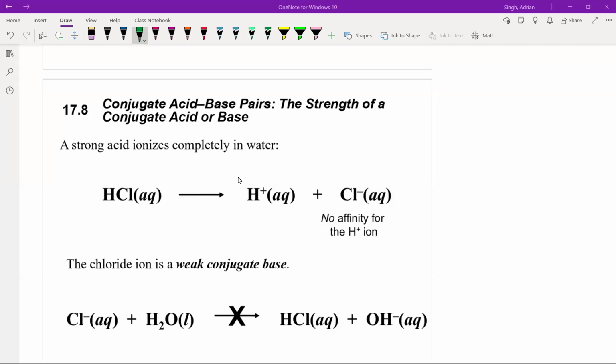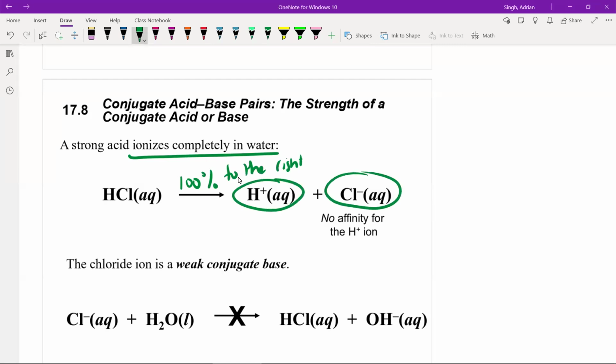So strong acids, and by the same extension, or by the same reasoning, strong bases ionize completely in water. That means this reaction goes 100% to the right. So if I have HCl, hydrochloric acid, a strong acid, in solution, all I have are these ions. This is going to form these ions completely. So there's only ions in solution.